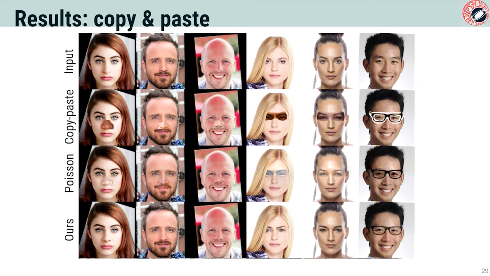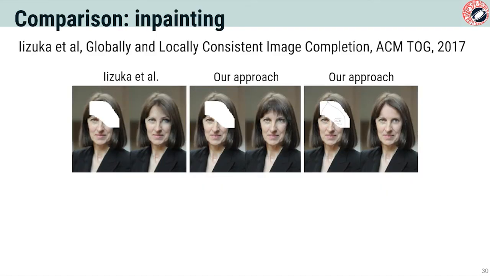And this avoids the artifacts that appeared in Poisson blending. We also compare here to the image inpainting approach by Iizuka and colleagues from last year's SIGGRAPH. The key difference is that in their method, image completion is completely automatic and does not allow for user control. So in this comparison, we show 2 different results from our system to illustrate how a user can obtain the desired outcome, for example, by changing the hairstyle here.